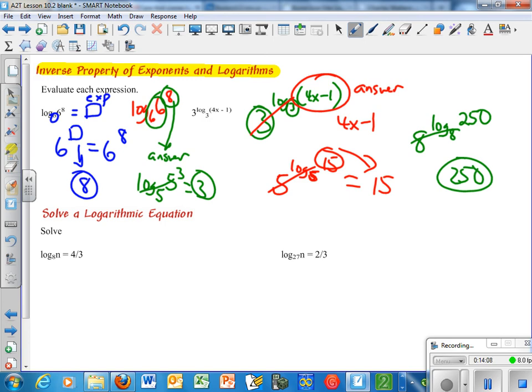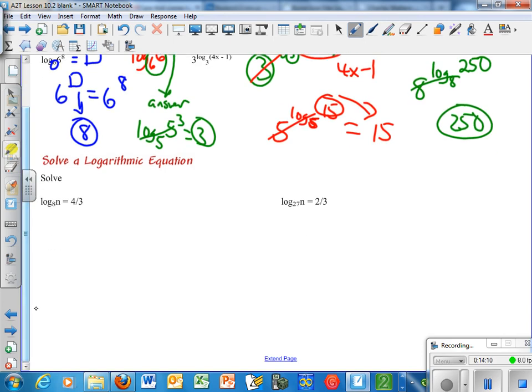All right, solving a logarithmic equation. We've kind of been doing this. Now, this is in logarithmic form. So here's the base, 8. This is the exponent or the power, what the logarithm is equal to.